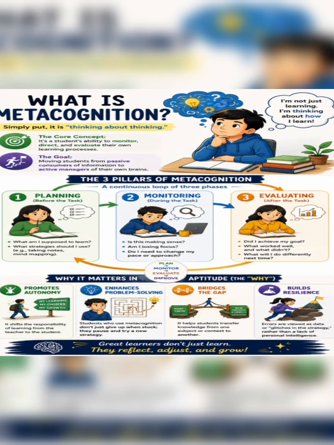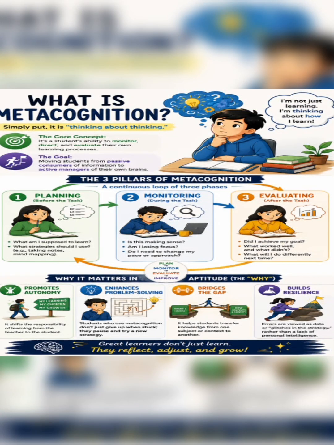Number three, the loop finishes with evaluating, which happens after the task is done. In the orange panel, it's time to reflect. Did I achieve my goal? What worked well and what didn't? What will I do differently next time? This turns every study session into data for future improvement.